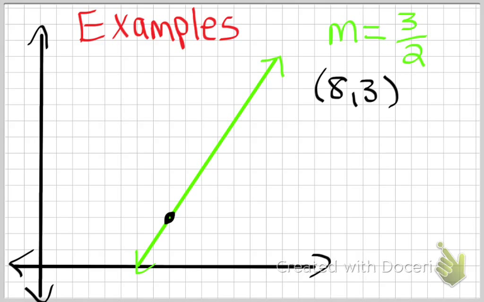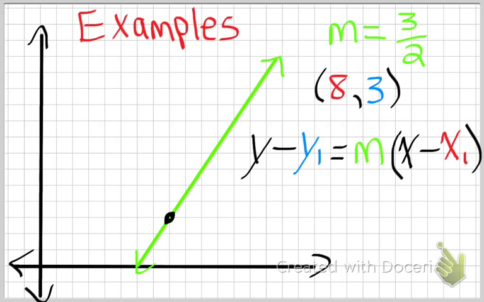Your job is to write this equation in point-slope form. That's what I'm instructing you to do. Write this equation in point-slope form. Well, first, let's remember what point-slope form is. This is the format we're going to use. We're going to take our slope and plug it in for m. We're going to take our x value, plug it in for x1, take our y value, and plug it in for y1. That's what we're going to do.